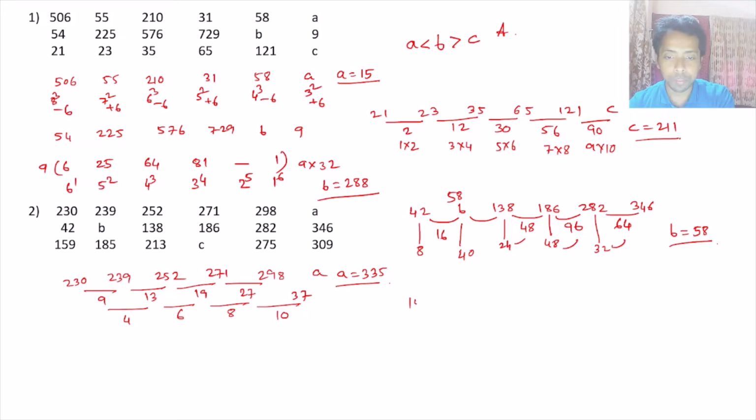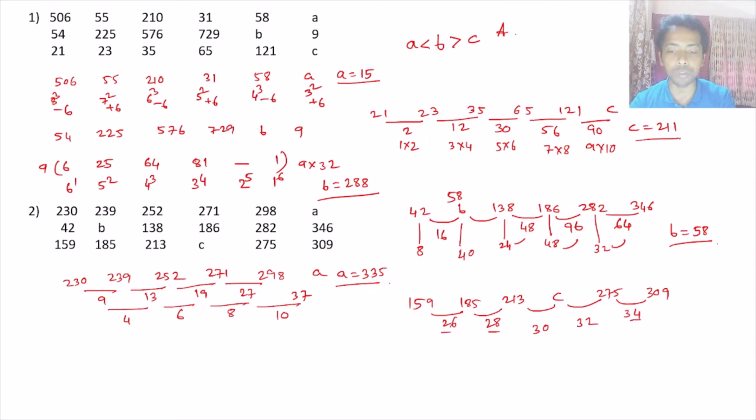Next, 159, 185, 213, C, 275 and 309. Check the difference here, that is 26. This is 15, 13, 28. We can't take the difference here, but here we can take the difference, that is 34. Now one thing you have to understand, that here this is 26, 28, 34. The difference started with 2 only. So if we take the difference here, that is 30, 32, 34, it's satisfying.